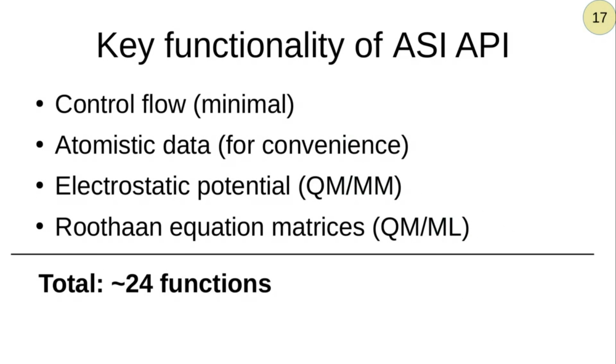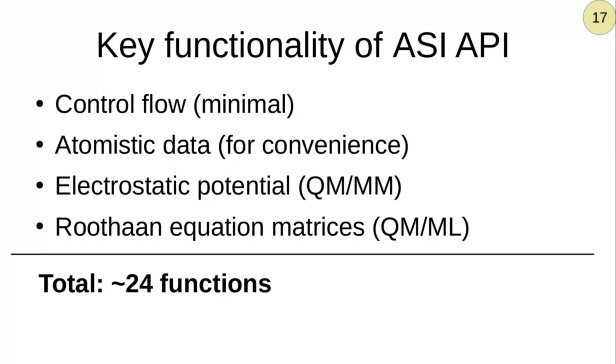So, the key functionality supported by ASI API. It supports control flow functions. That's a minimal set. I will show them later. Functions for atomistic data transfer, that essentially coordinates of atoms, energy, forces. It is not necessary because, for example, there is the i-PI interface for transfer of this data, but it wasn't too complicated to introduce, and it's essentially convenient to have all in one place.